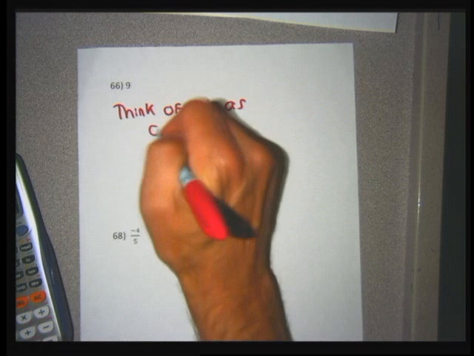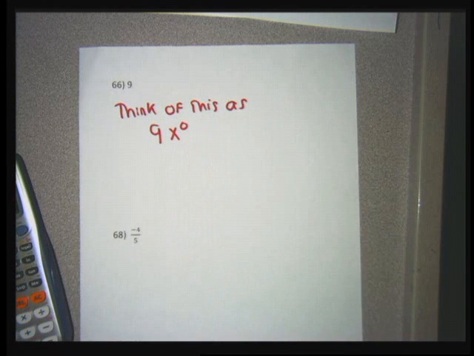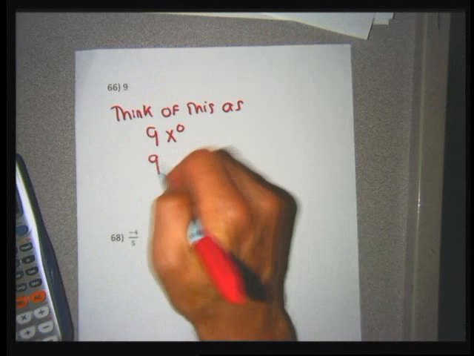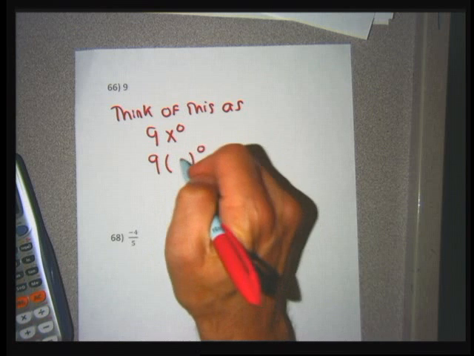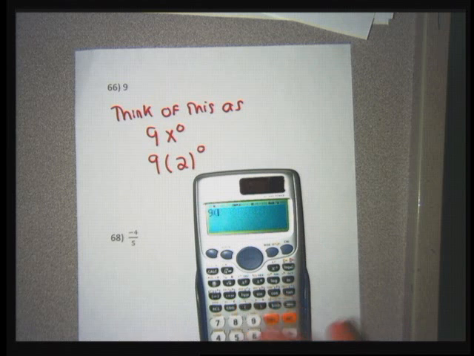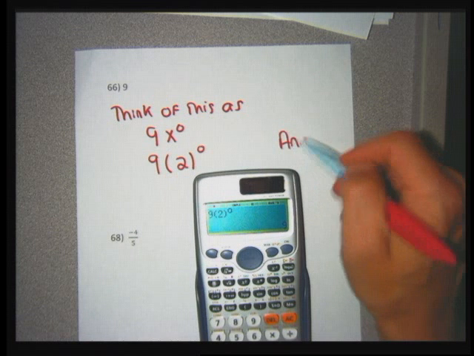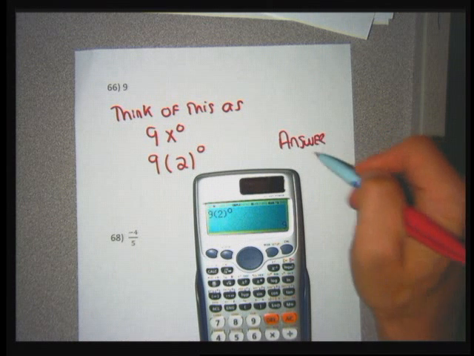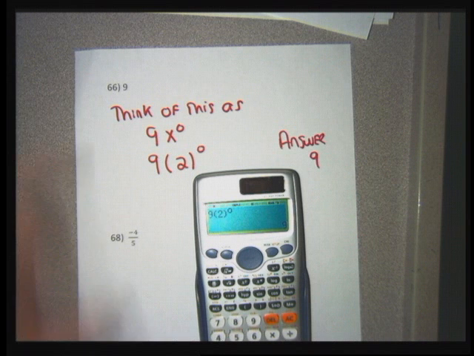as 9x to the 0 power if you wanted to, because 9x to the 0 power is certainly equal to 9. And now I can replace the x with 2, and I'll get the right answer. So this is going to be 9 parentheses 0 power, replace the x with 2, and if I did that, I'd go 9 parentheses 2 parentheses exponent 0, and I'm going to get, for an answer, 9.